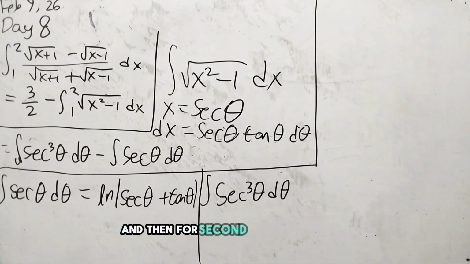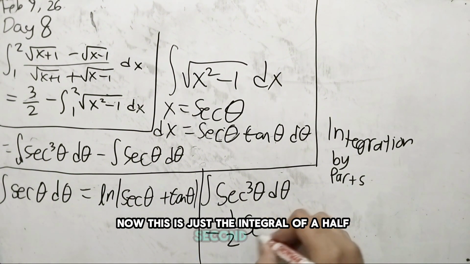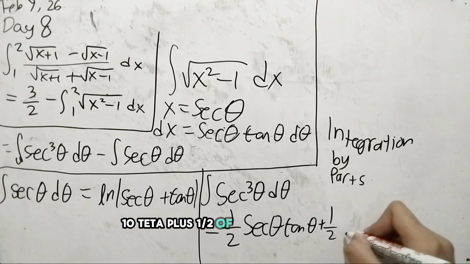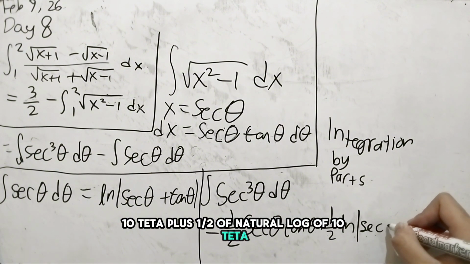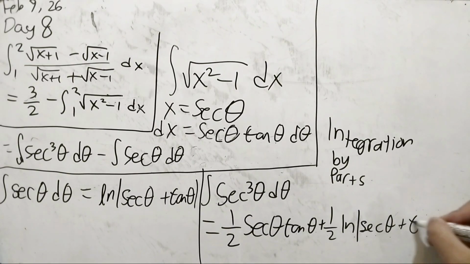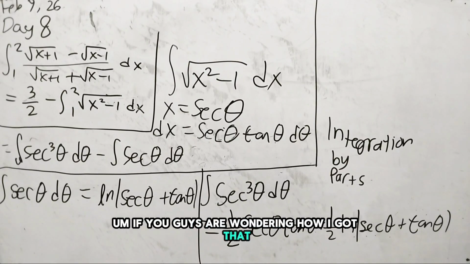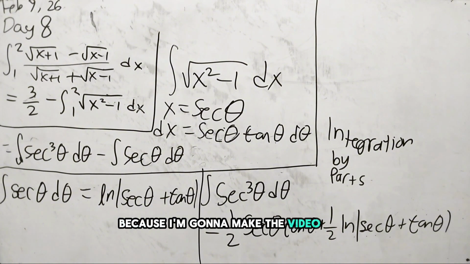And then for secant cubed theta d theta, now this is just a half secant theta tan theta plus a half of the natural log of secant theta plus tan theta. So the integral just becomes this. If you guys are wondering how I got that, it's just using integration by parts, but I'm not going to cover it in this video because I'm going to make the video too long.